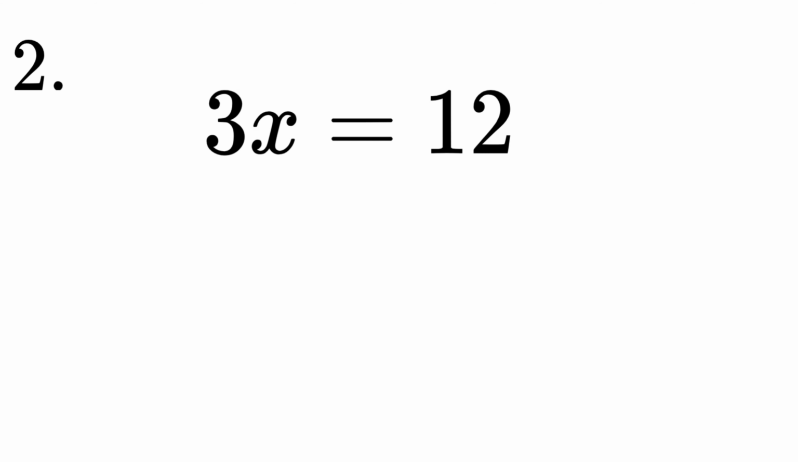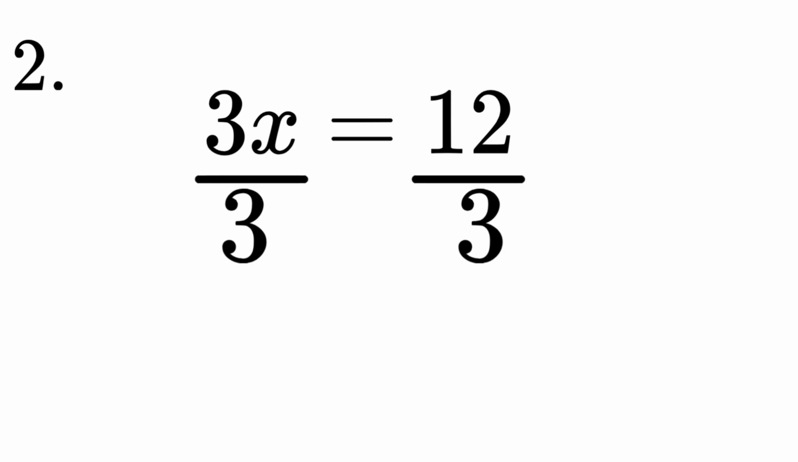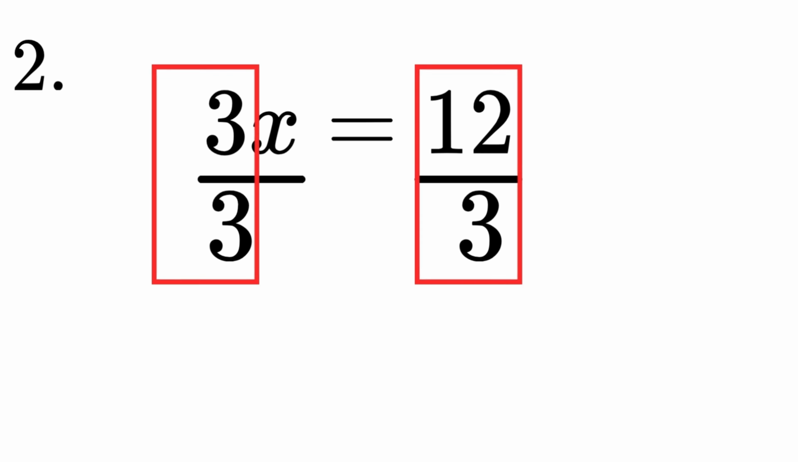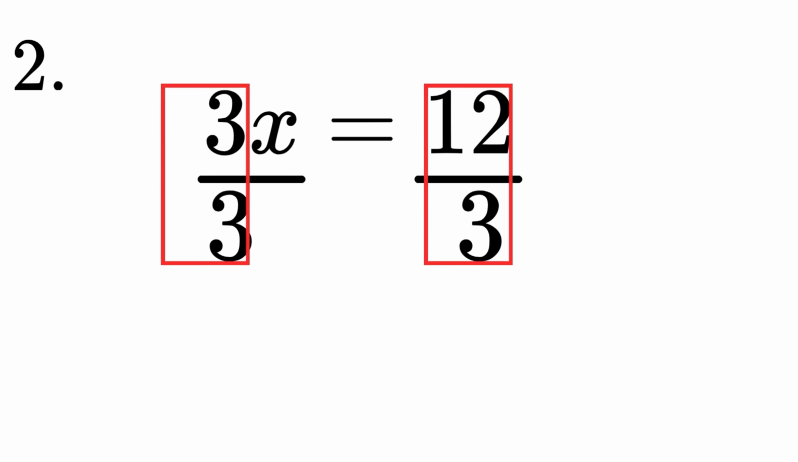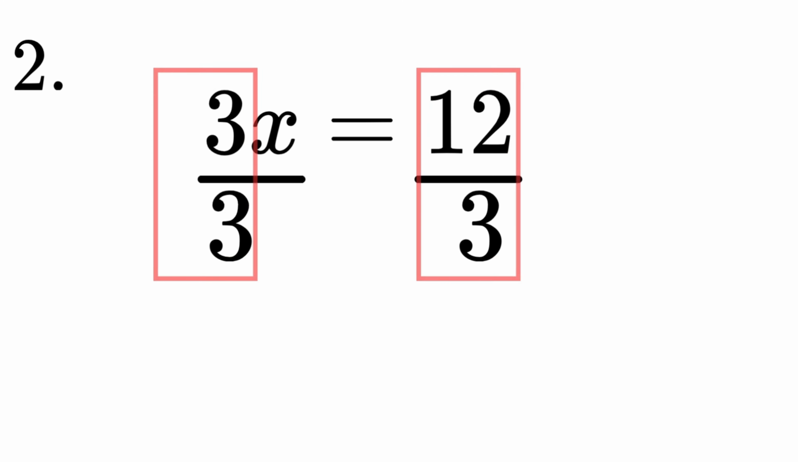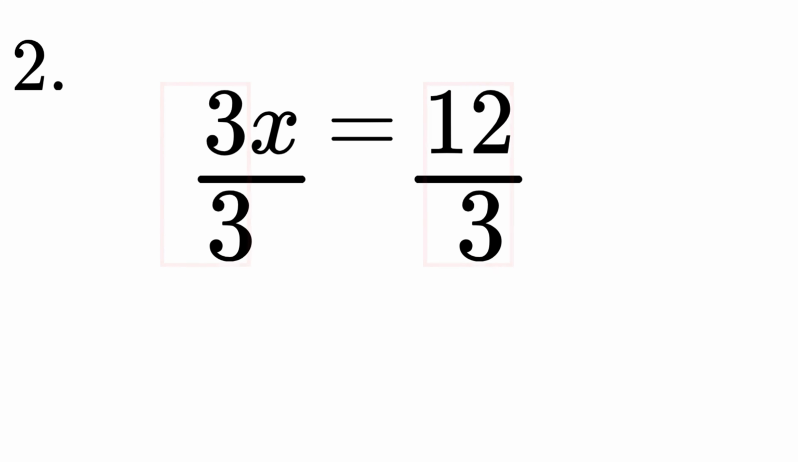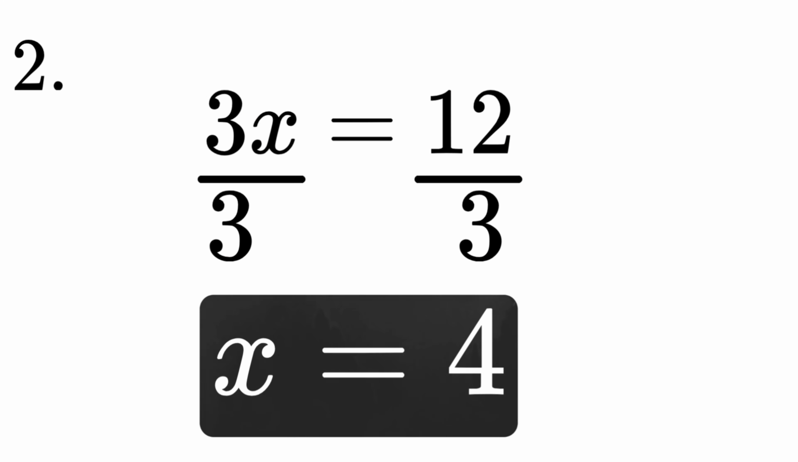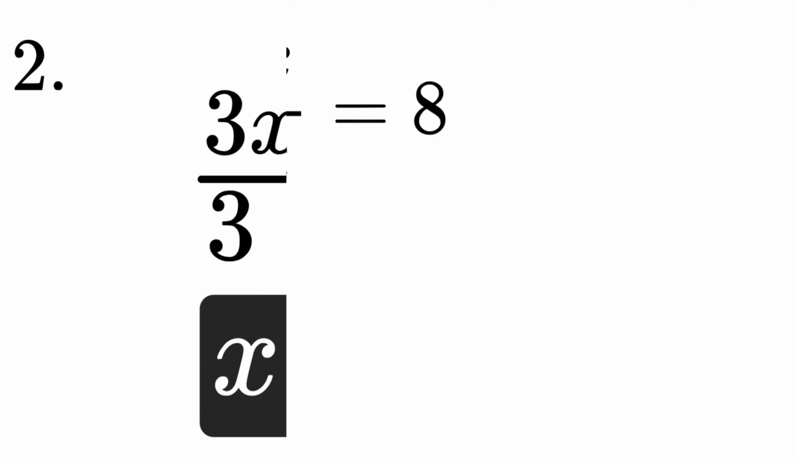Say if 3x equals 12. Here 3 is being multiplied to x. You do the opposite of multiplication. So that's division. Yes, divide by 3 on both sides of the equation to get rid of 3 on the left side. So x can be isolated. Now 12 divided by 3, which is 4. So the value of x is 4.